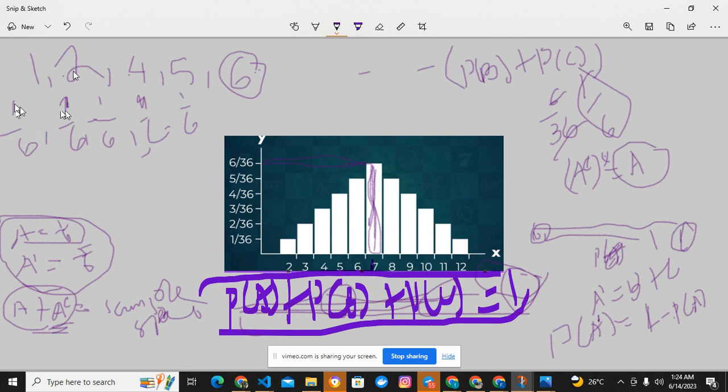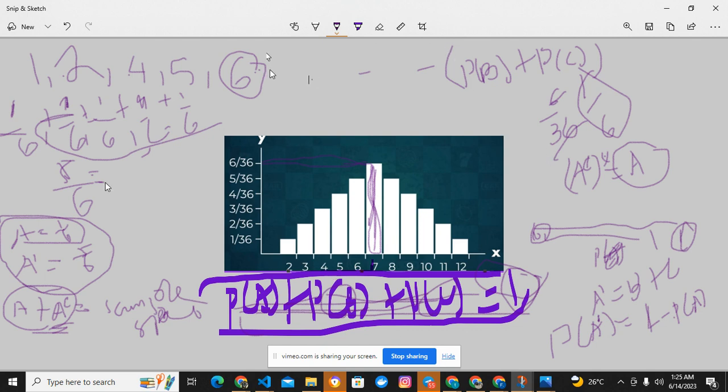So if you want to find the probability of everything together, you sum everything here. You sum the probabilities together, and the summation gives you what? 5/6. The sum of the probability of 1, probability of 2, probability of 4, probability of 5, and probability of 6 will give you 5/6.